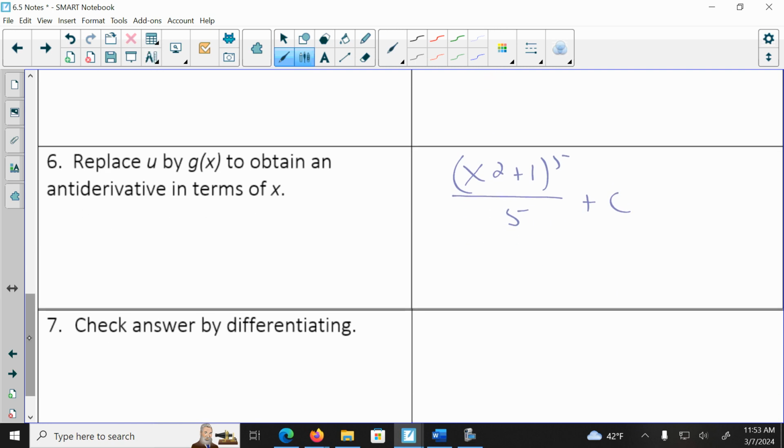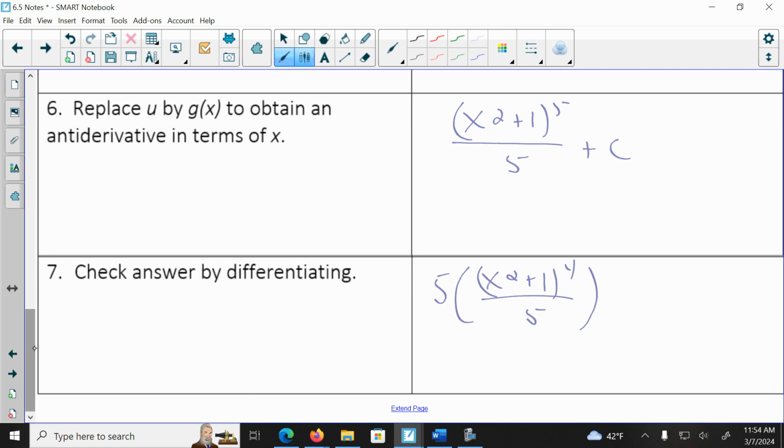And then if I check my answer by taking the derivative, so this is just a check, you would not normally do this. I would take 5 times that, which would be 5. I'm making this harder than I have to, but I like to do that. I'm going to reduce this power by 1. And then the derivative of c would be 0. So these would cancel, and we end up with x squared plus 1 to the 4th. So it does check.